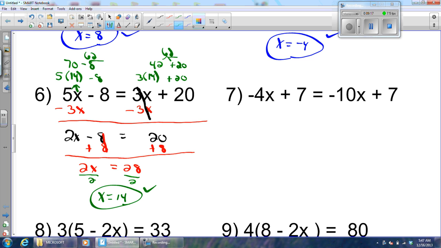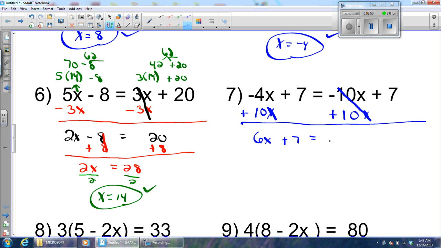Now here's one where I remember I suggested taking away the smaller of the coefficients. Well, negative 10x is smaller than negative 4x. But to take away a negative, I have to add. So I'm going to add a positive 10x to both sides. When I do that, these have canceled. I get 6x plus 7 equals 7. I'll subtract 7 from both sides, and I will get 6x equals 0.